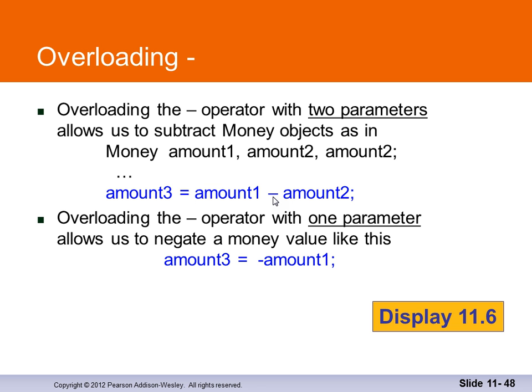So it's not like you have a choice. You don't have a choice. Because this operator, the minus, is not defined for your money object. It's defined for numbers. This is not a number, this is an object.